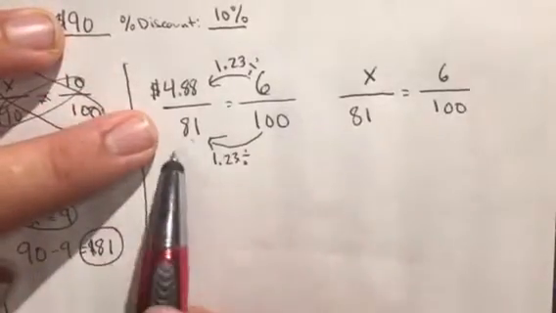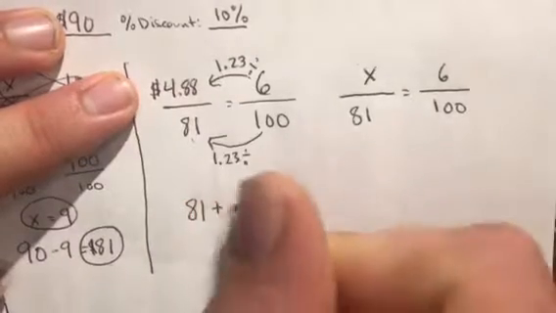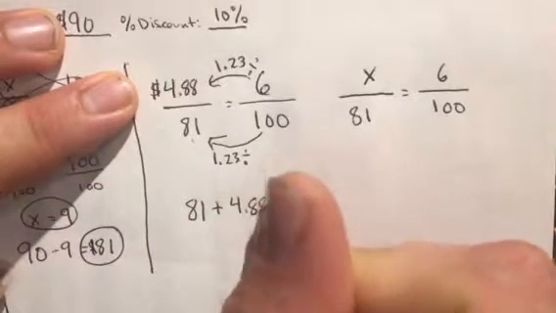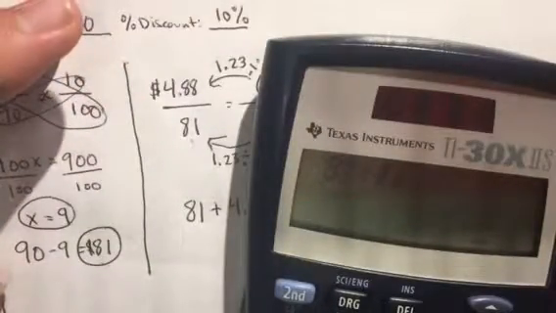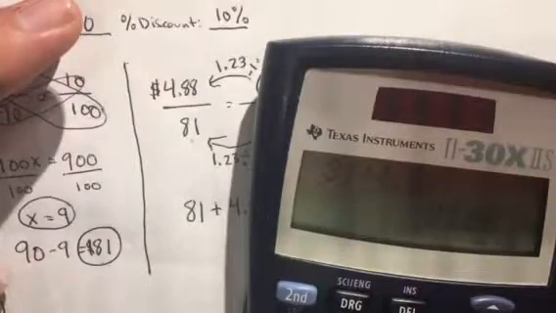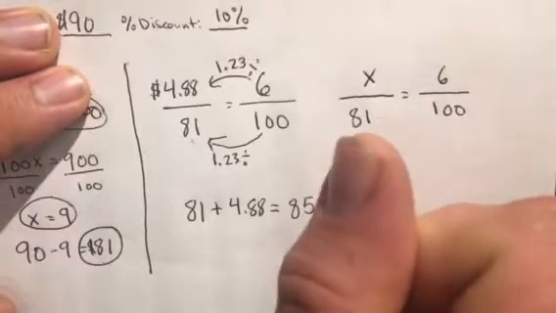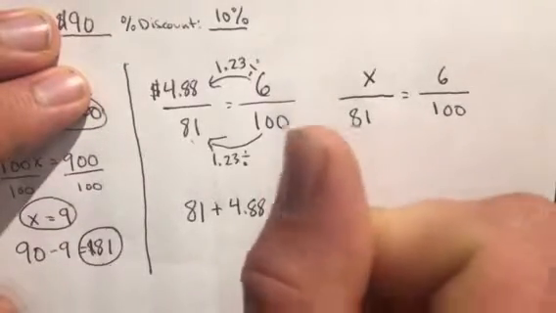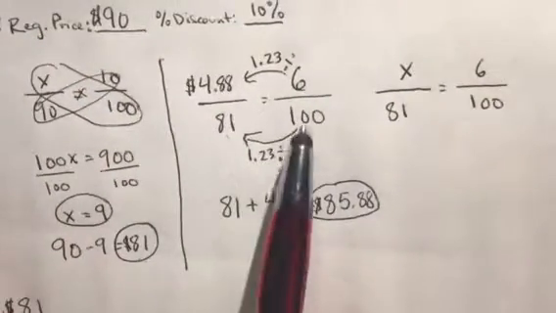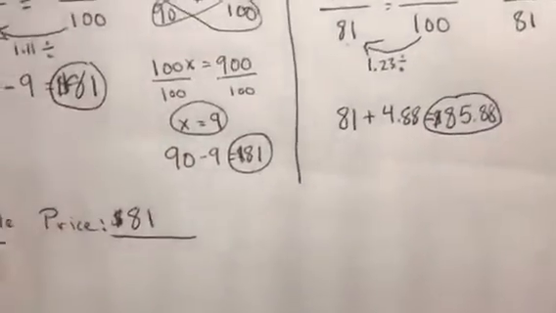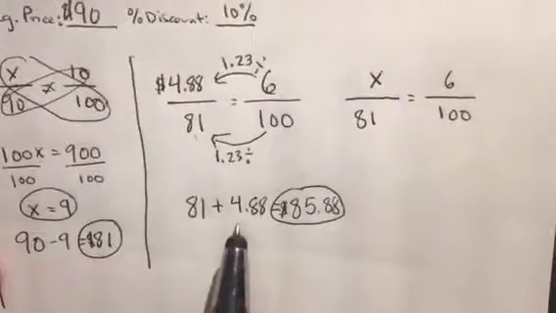So if I have to pay the original sales price plus the sales tax, I'm now just paying $81 plus $4.88, which gives me $85.88. Again, guys, all you're doing is finding the percent off, but the additional step we had to do in both problems is either subtract when we were at a discount or add when we had tax.